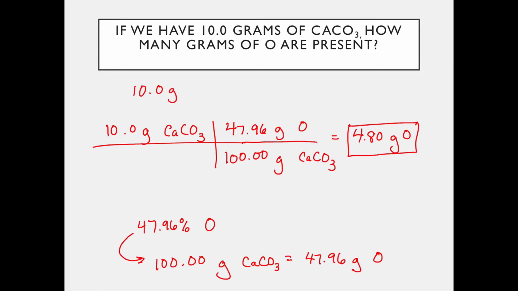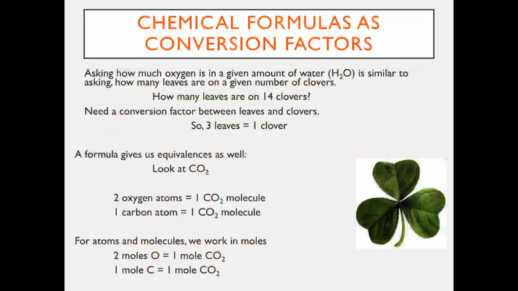You might be thinking that's a lot of work and that you could have just done it like this. If you have 10.0 grams of your compound, and we know 47.96% of it is oxygen, then you can do it like that, and get 4.80 grams. There are a bunch of different ways to do this exact same problem. Either way is totally fine. Whatever makes you happy, whatever makes more sense to you.